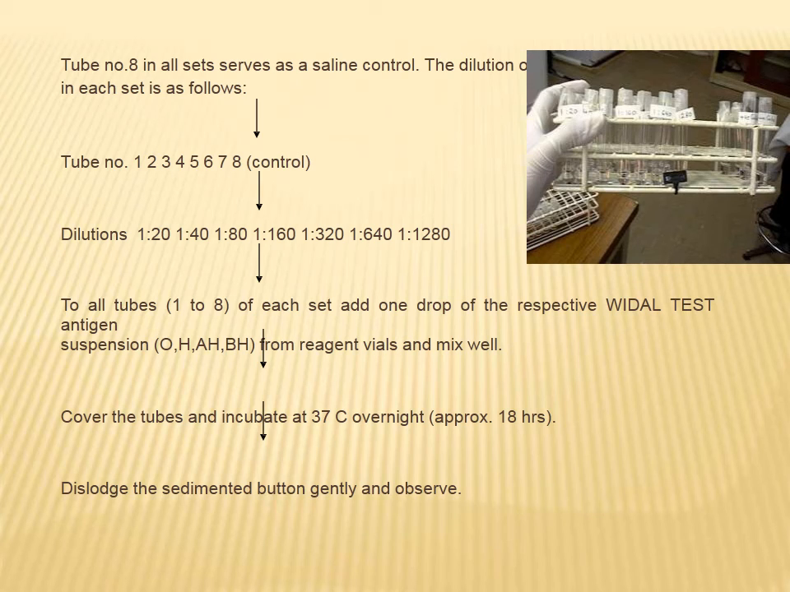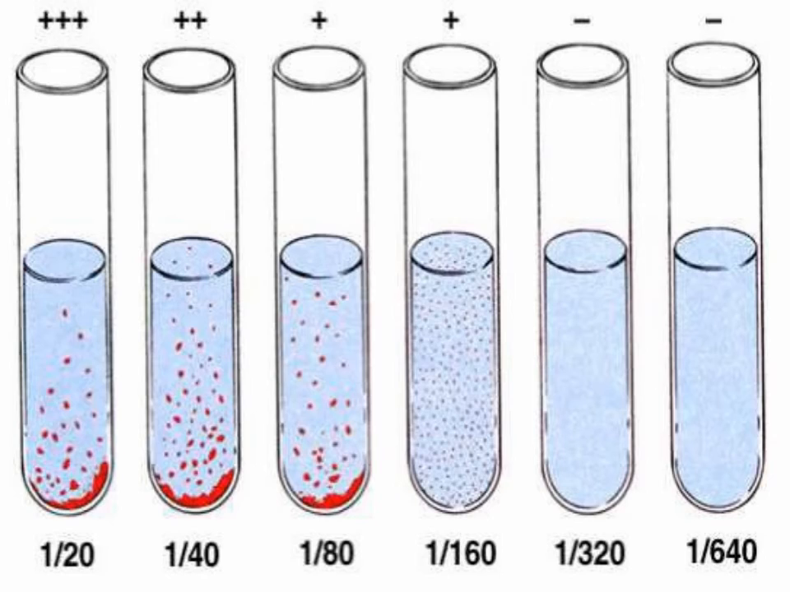The dilution in each set is as follows. So you will have dilutions of 1 in 20, 40, 80, 160, 320, 640 and 1280. That's the dilution that you will be having. To all tubes of each set, add 1 drop of the respective Widal test antigen suspension from the reagent vials and mix well. Cover the tubes and incubate at 37 degrees overnight. Dislodge the sedimented button gently and observe. So you can see, based on the dilution, where agglutination occurs.